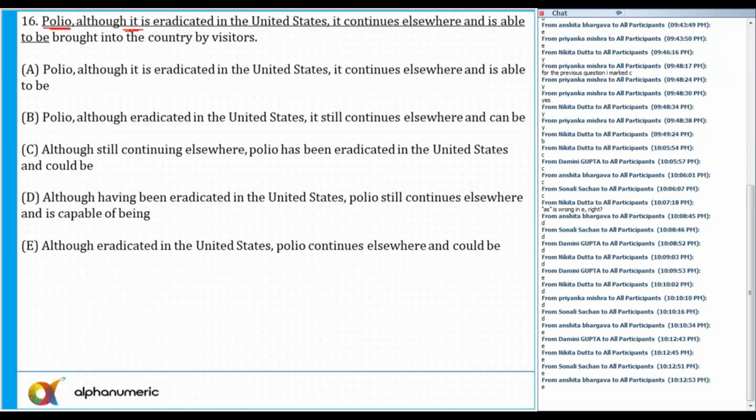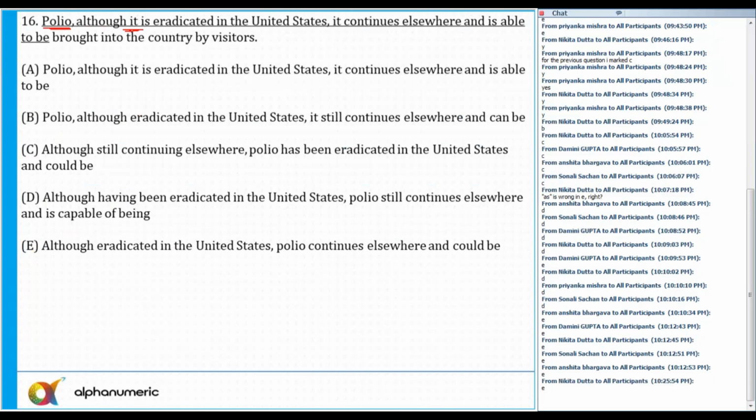So this is wrong. Polio, although it is eradicated in the United States, it continues elsewhere and is able to be brought into the country by visitors. The fact is that even though it is eradicated in the US, because it continues elsewhere, it is absolutely possible that tomorrow it can come back into the country in the form of visitors, or it can be brought by visitors. So the answer for this question should be E.